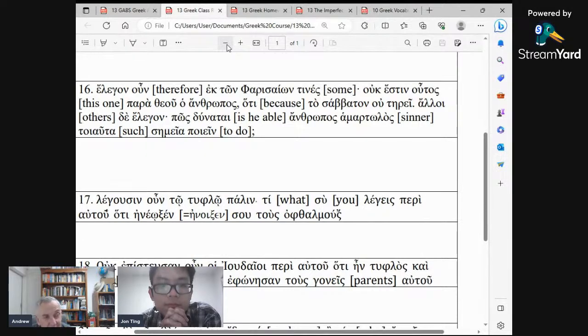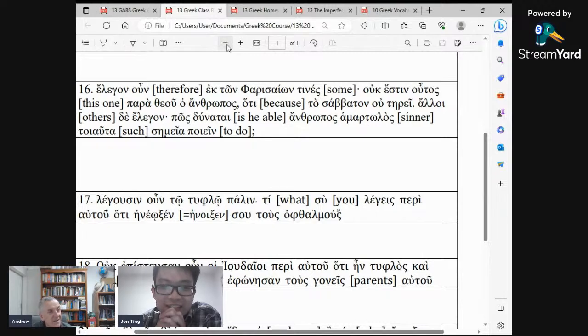So this is what some of the Pharisees were saying. Okay, so that makes sense. You can see the way the Greeks just scramble the word order up completely. It's very difficult when you're first starting out, because you're expecting it to flow in the same word order as English, but they don't care about word order very much.